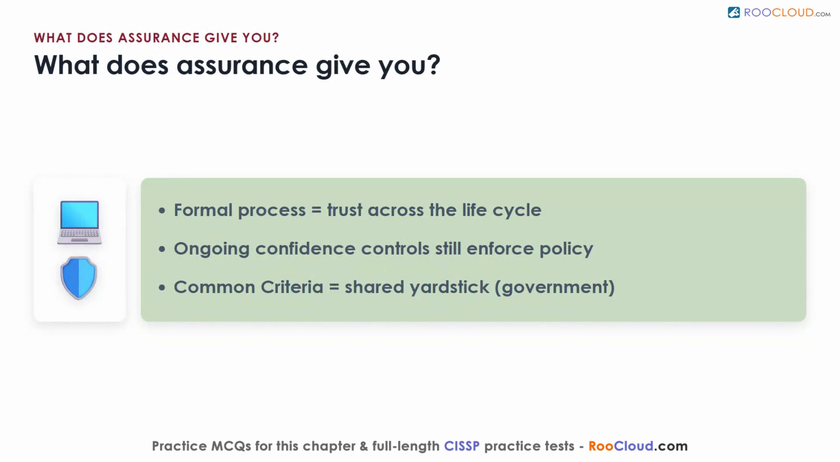Assurance is the formalized process of building trust into a system's whole life cycle, confirming that the security mechanisms you designed keep enforcing the policy over time. It is not a single test, but an ongoing confidence that the controls do what they claim. In government settings, a standardized approach called the Common Criteria provides a shared yardstick for measuring that trust. Think of it as an inspection regime, not a one-time stamp that keeps vouching for the system as it ages.